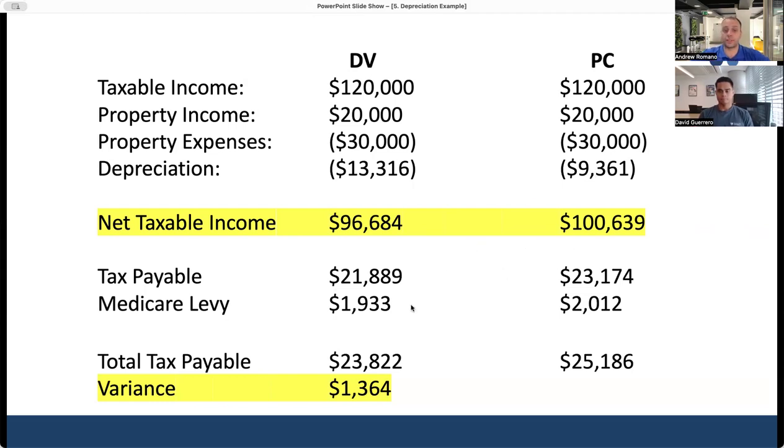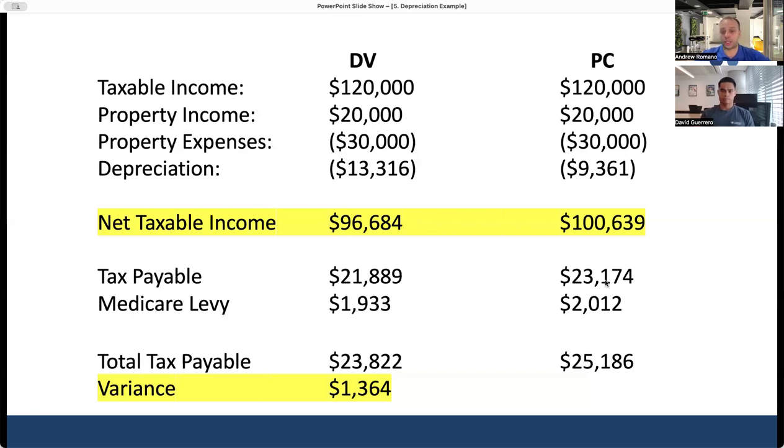So when it comes down to working out the tax payable, on 96,684, the tax payable is 21,889, and subsequently the same on the other side, the tax payable is 23,174. You've also got to pay the Medicare levy, which is 2% of your total taxable income, which is this figure here. So as you can see, the depreciation charge will also impact the Medicare levy. If your taxable income goes down, your Medicare levy is also going to drop as well, because it's 2% of the net taxable income.